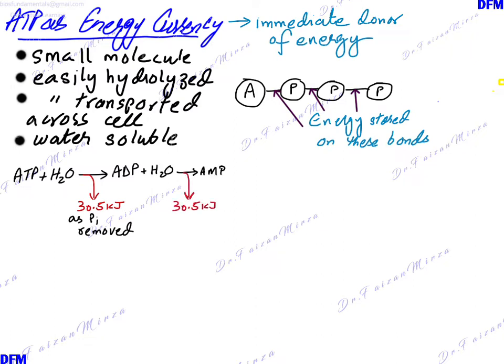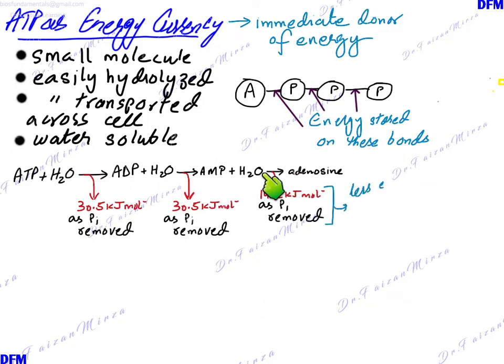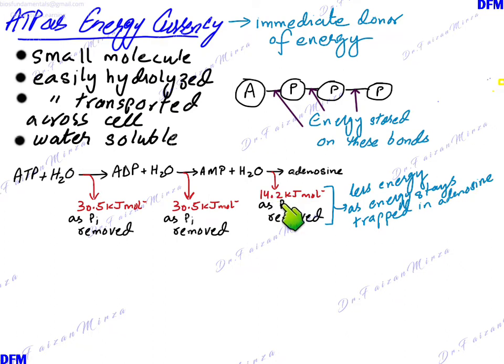Further, hydrolysis of ADP provides us with AMP, and another 30.5 kilojoules of energy is released as another inorganic phosphate is removed. The hydrolysis of AMP further produces adenosine, and less energy is released, this time just 14.2 kilojoules.